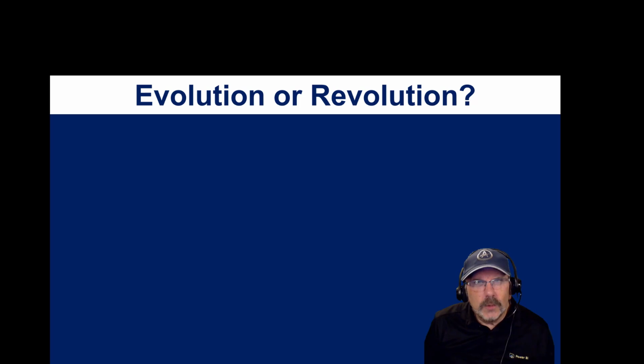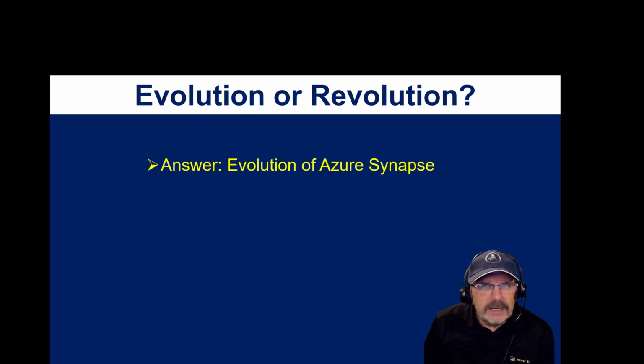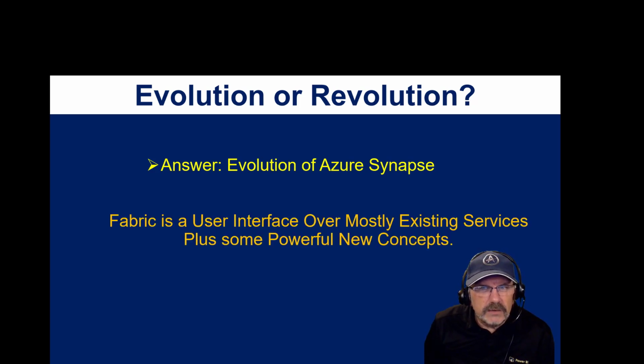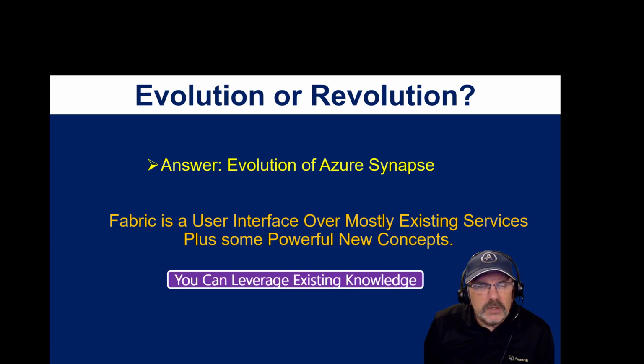This gets back to our question, evolution or revolution? What do you think? Is Fabric an evolutionary product or a revolutionary product? Well, I think it is an evolution of Azure Synapse, and that's not a bad thing. Fabric is a user interface over mostly existing services plus some powerful new concepts. But you can leverage existing knowledge, and that's really important. So if you already knew how to use Synapse really well, you're going to be very well positioned to jump into Fabric. But if you already know how to use the tools that Fabric's using, you're also going to be in a good position to jump in and start using Fabric. So that's why I think evolution is better than revolution.